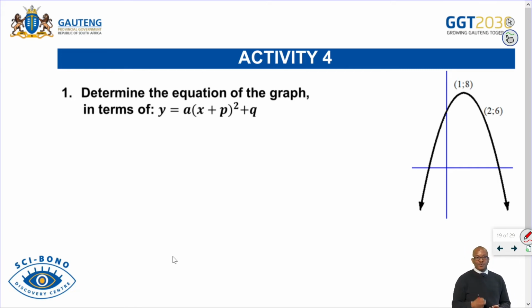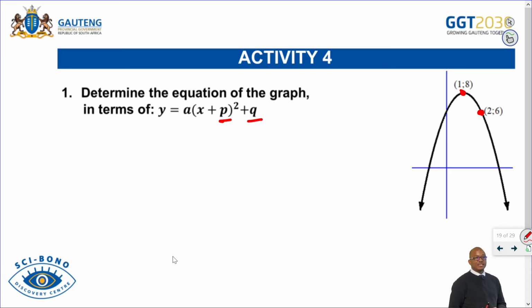Remember now, our equation has to be in the form y is equal to a into (x plus p) squared plus q. So when we determine this type of equation, we know that p and q represent our turning point. It means in this case, we are going to see the turning point on the graph. And after seeing the turning point, you can see one other point on the graph. Then what do we do now? We use the turning point and one point on the graph to determine the equation.